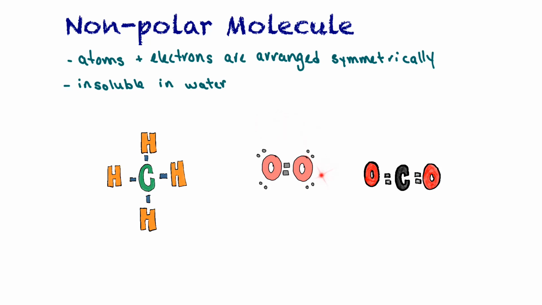The next example here is oxygen. Again, we have 2 oxygen atoms on either end, so they're exactly the same. We also have some lone pairs of electrons, but they're evenly spaced around the molecule, so this one is also symmetrically arranged. Our third example is carbon dioxide. Same thing: we have a carbon in the middle, and on either side is an oxygen atom, so it's symmetrically arranged as well. So that makes it nonpolar.